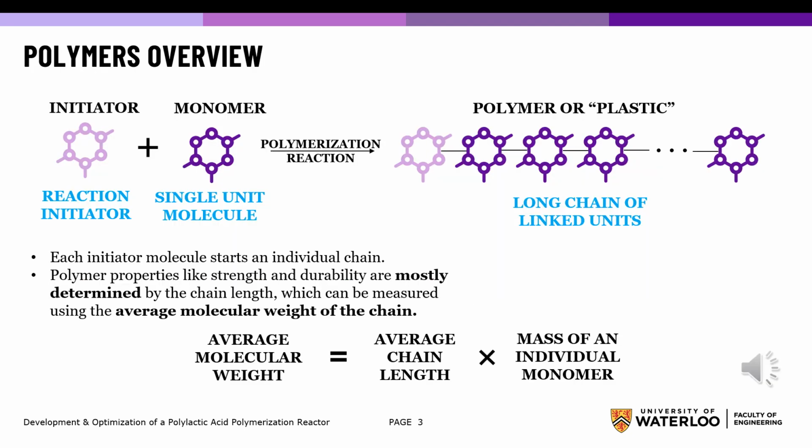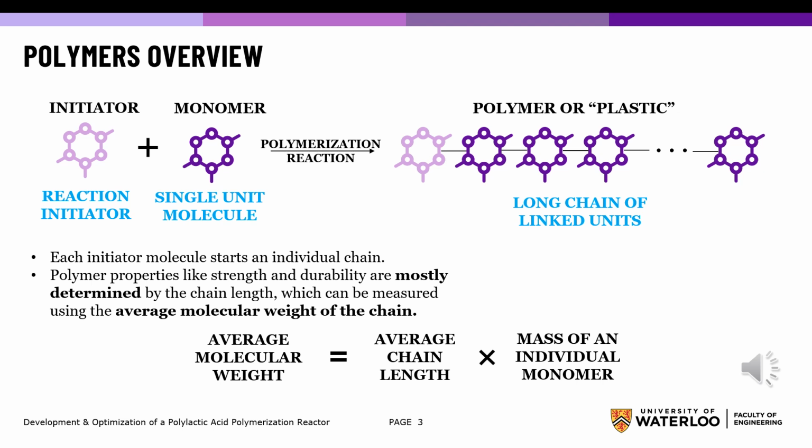You might be wondering, what is a polymer? A polymer is a long chain of individual units called monomers, linked together by a chemical reaction called a polymerization reaction. This reaction is started by a chemical called an initiator. Each initiator molecule starts an individual chain. The polymer chains will keep growing until there are no monomers left to be added.